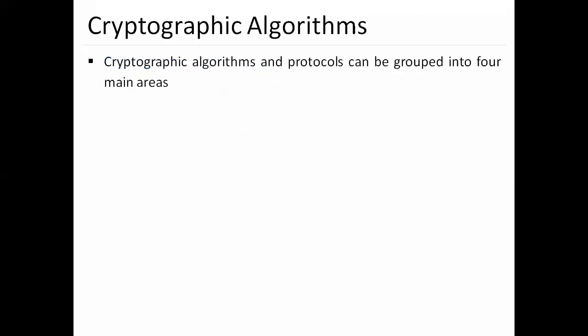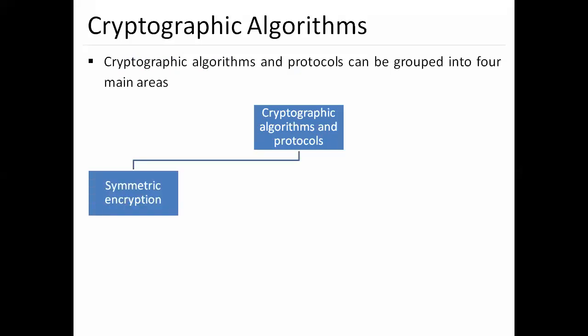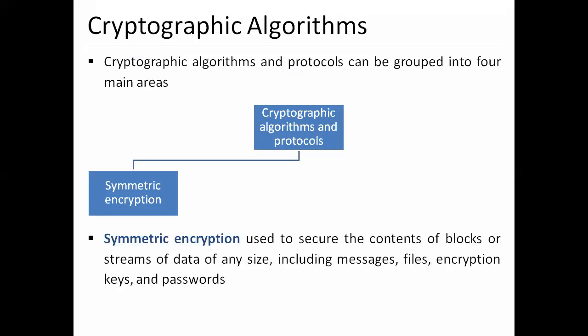Okay, so in a cryptographic system we use algorithms. These algorithms and protocols can be grouped into four main areas. Number one is cryptographic algorithms and protocols. Then we have symmetric key encryption. Symmetric encryption is also called classical encryption, or we can say it is symmetric key encryption, as we have seen in the substitution method.